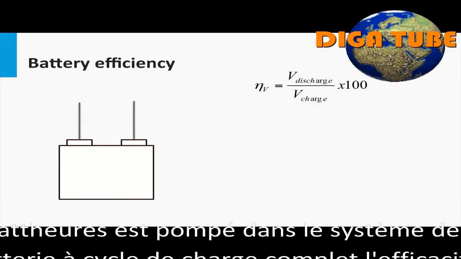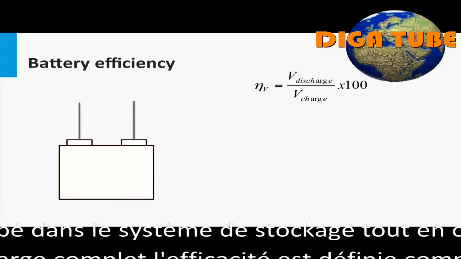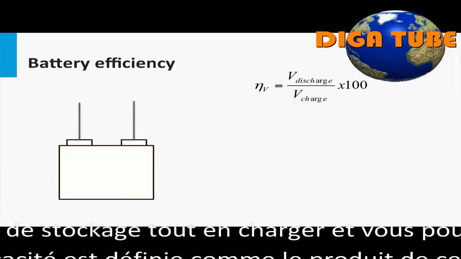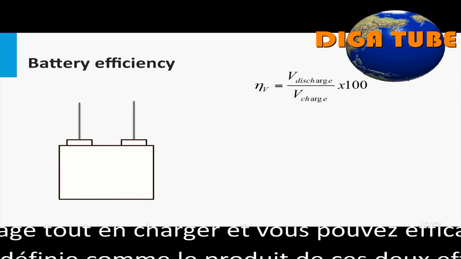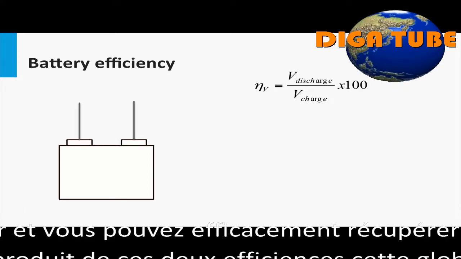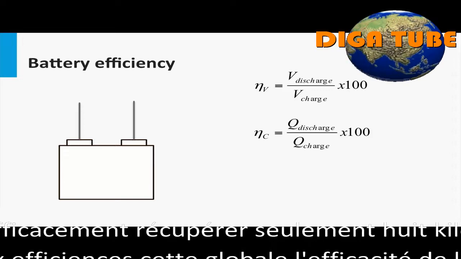Voltaic efficiency is the ratio of the average discharging voltage to the average charging voltage. This stems from the fact that the charging voltage is always a little above the rated voltage, so as to drive the reverse chemical reaction in the battery.